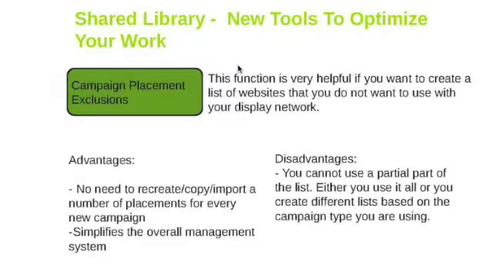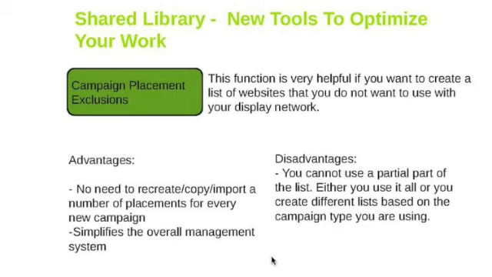So campaign placement exclusions are actually pretty interesting, because what you can do with them is relatively smart. You can create a list of websites you don't want to advertise on and copy this list on all display campaigns. This is really good in case you always have a number of websites you don't want to advertise on. But of course you cannot use just a partial part of this list.